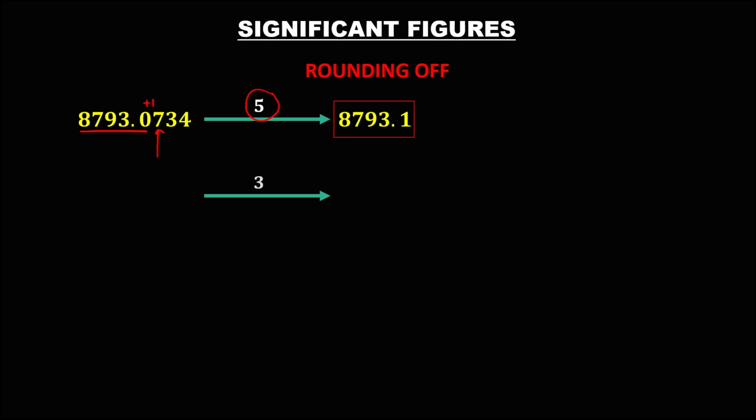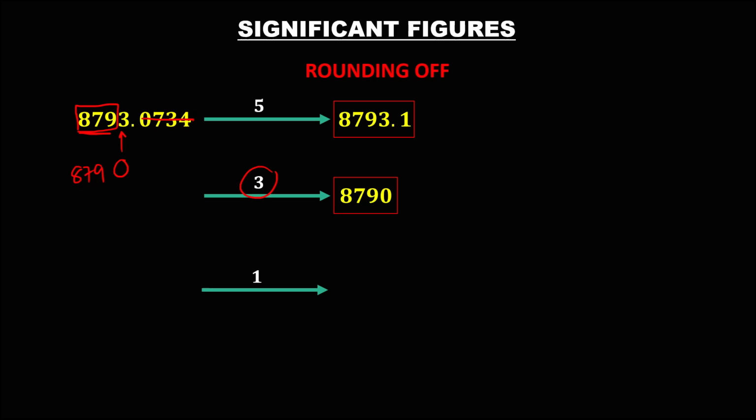Then for this given, round off to 3 significant figures. These are the 3 significant figures. Observe that in rounding off numbers, we need to drop the decimal, and the whole number digits become 0. But since the next digit is 3, less than 5, just copy these 3 numbers. So we have 879, which is equal to 8,790, and this is 3 significant figures.